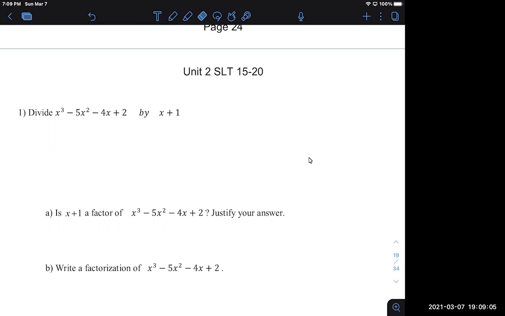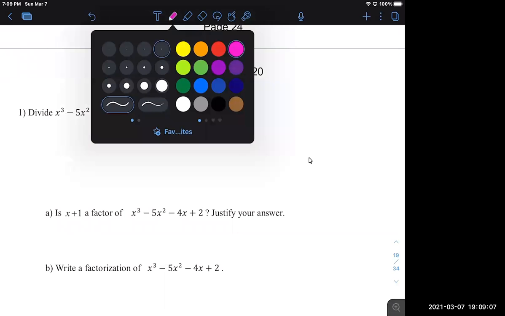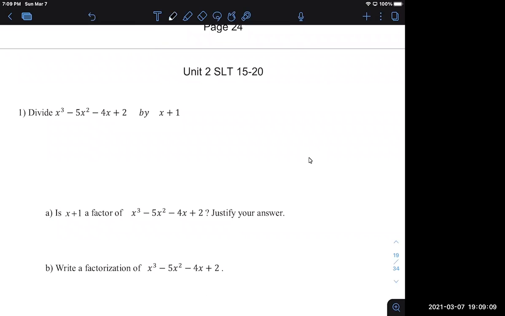Please follow along in your notes as we go through these 2 example problems, and then you'll have 2 problems to do on your own. So the first question asks you to divide x cubed minus 5x squared minus 4x plus 2. So we're going to take the coefficients from that equation and put them inside the synthetic division box. All right, so there's going to be 4 coefficients.